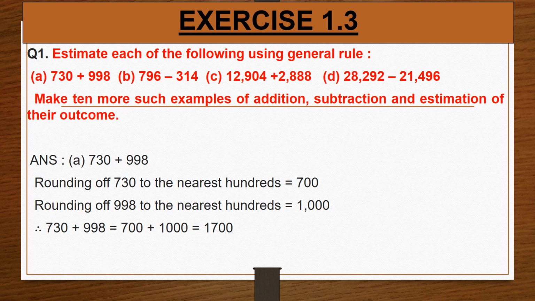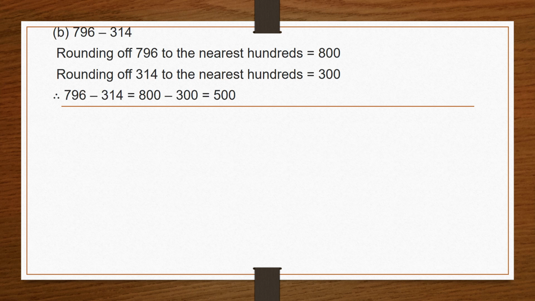Now the tens digit in 998 is 9, so this number is rounded up to 1000. Therefore, 730 plus 998 is equal to 700 plus 1000, which is 1700. The next part is 796 minus 314. Round off 796 to the nearest 100.